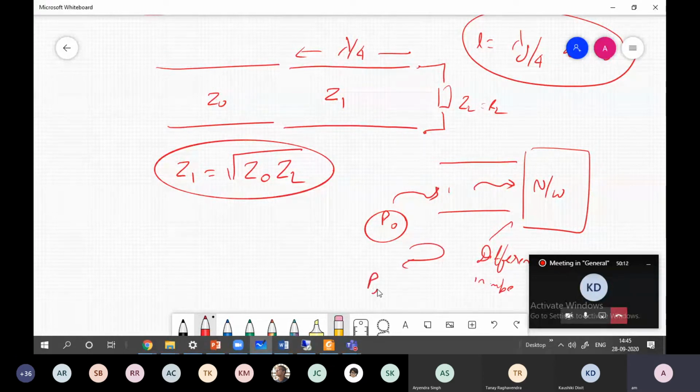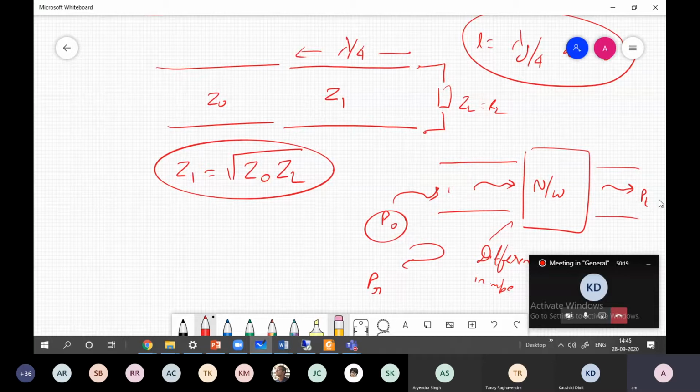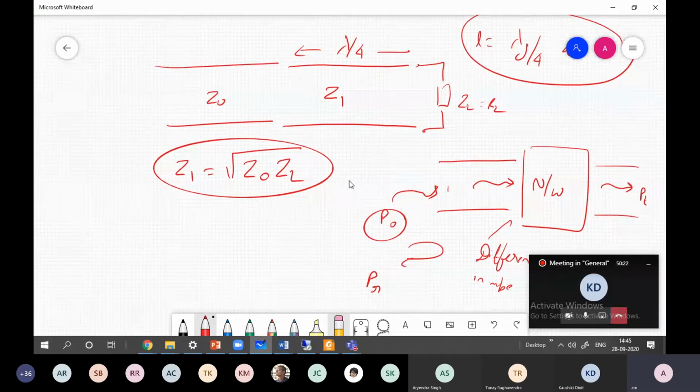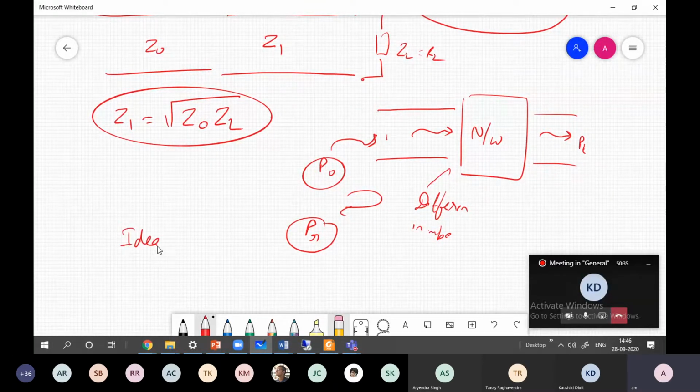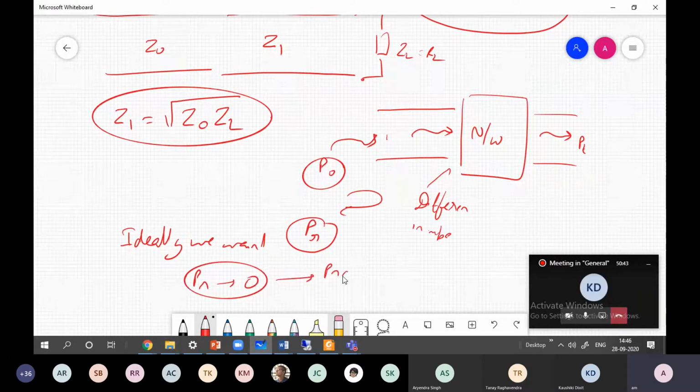Let us say PR is the reflected power, and PT is the transmitted power. But we are not interested in the transmitted power, because in our case we are delivering the power to the load. So we are interested in PR. Ideally what we want is that PR should be 0, but practically this is impossible, not possible at all.